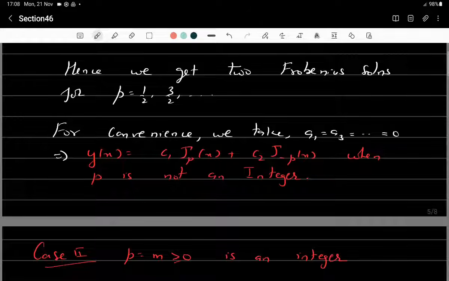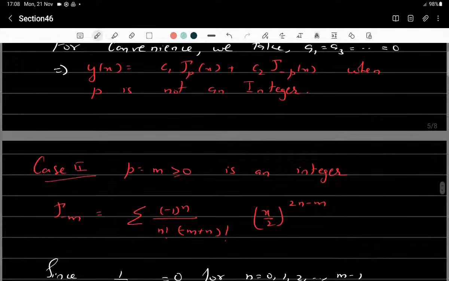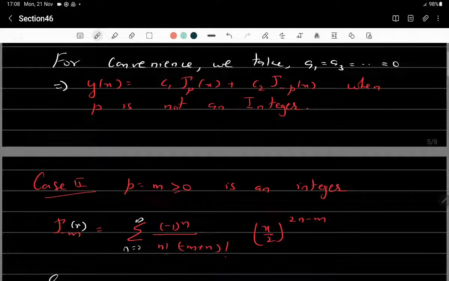Now let's see the other case when p is an integer. So let's assume p is equal to m, where m is greater than or equal to 0. In that case, my J minus m(x) would look like as follows, where n is from 0 to infinity. Now an interesting observation is that in the denominator I have (minus m plus n) factorial and n is starting from 0. So let's say that your m is 2 and n is 1. So it is minus 2 plus 1, which is minus 1 factorial. Minus 1 factorial is infinite, and therefore the whole term would become 0.